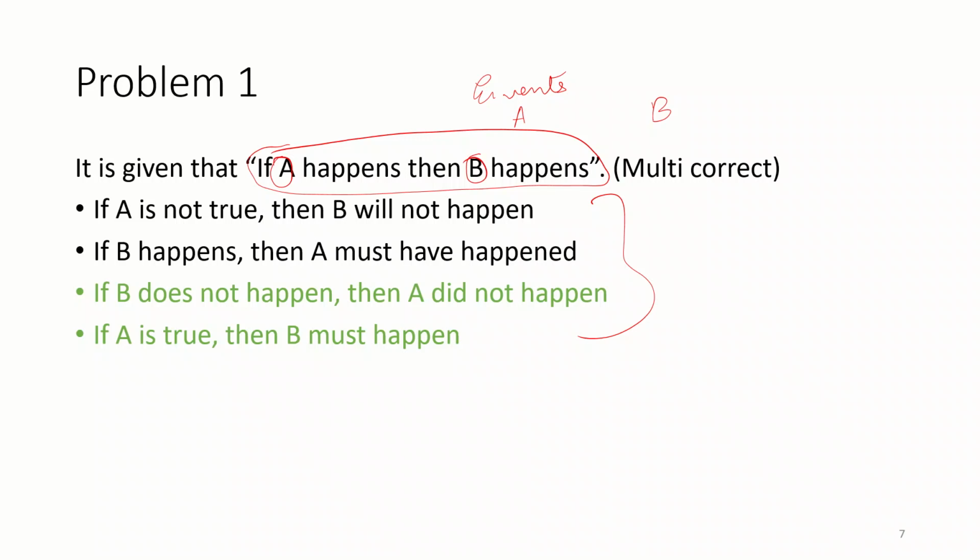But there may be another reason if I don't pass. Suppose I am not attempting the exam, then that may be the reason. So if not A is true, it means only not A is not the reason to not pass in the exam. That is why the first option here is not correct. There may be other reasons for not passing the exam. That's why the first option is not correct.